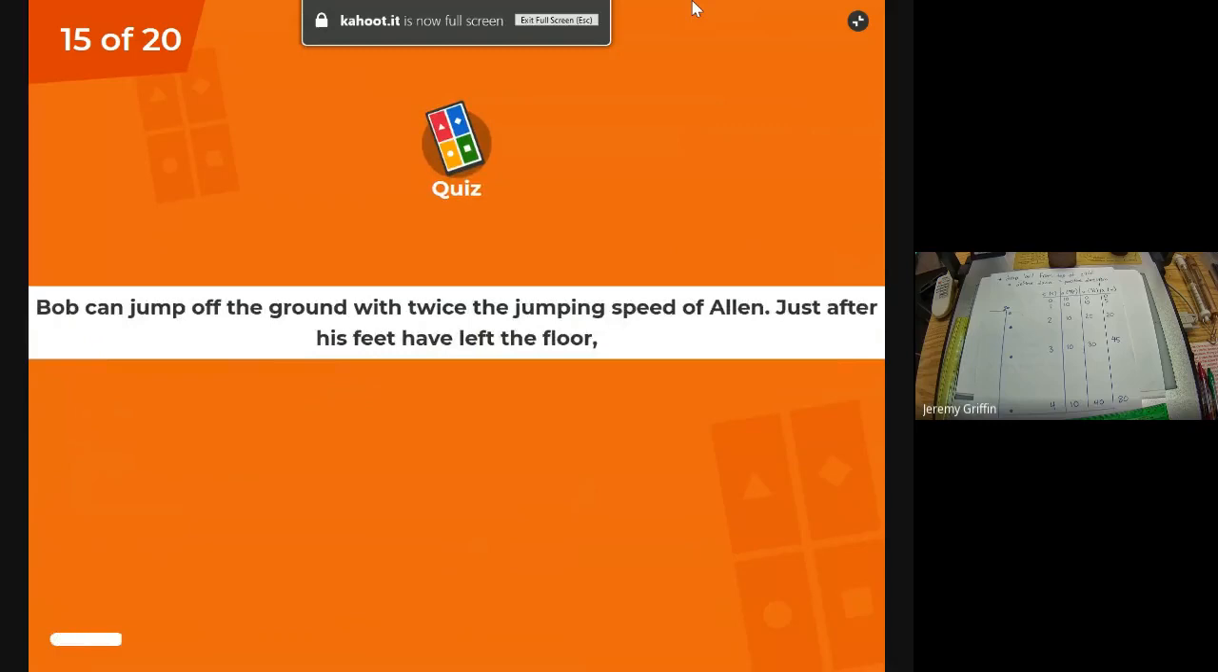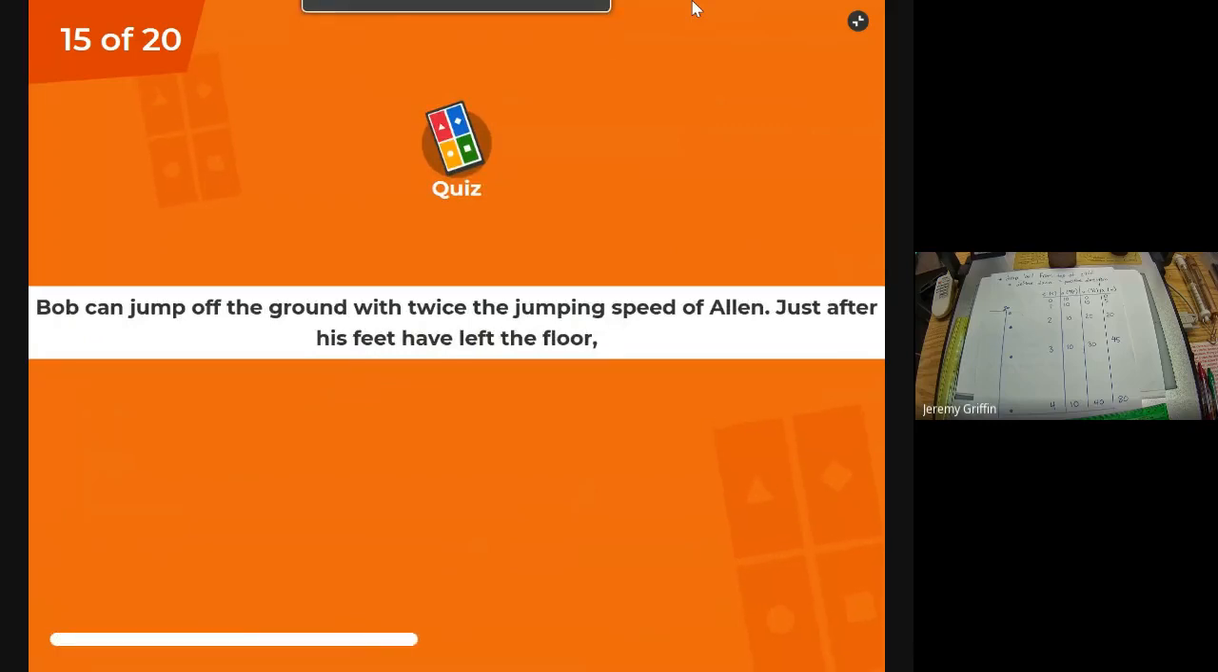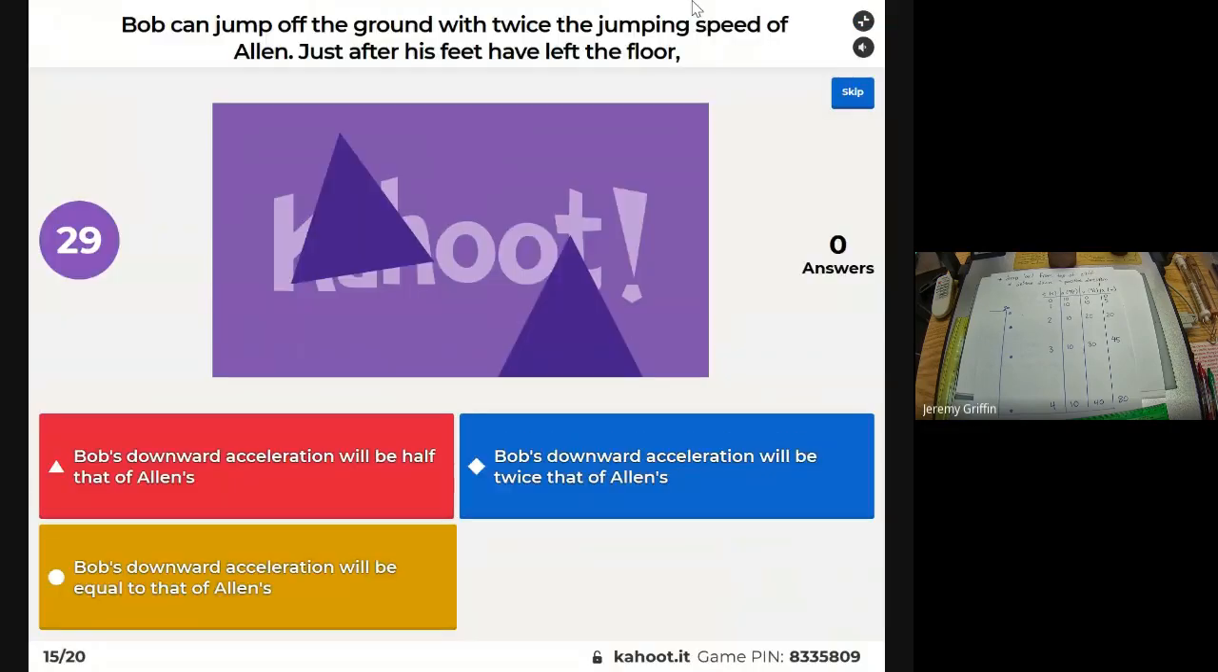Bob can jump off the ground with twice the jumping speed of Alan. Just after his feet have left the floor, what's true?